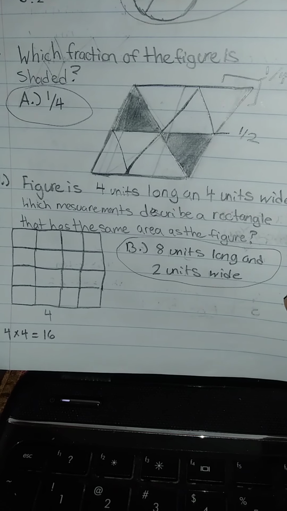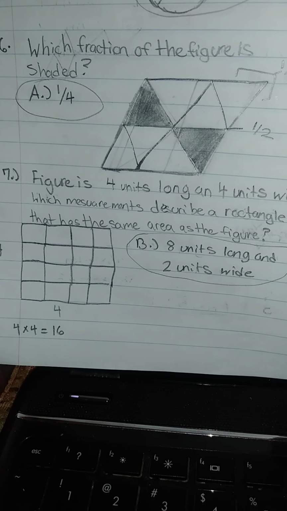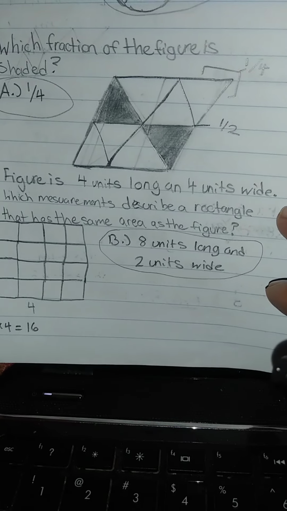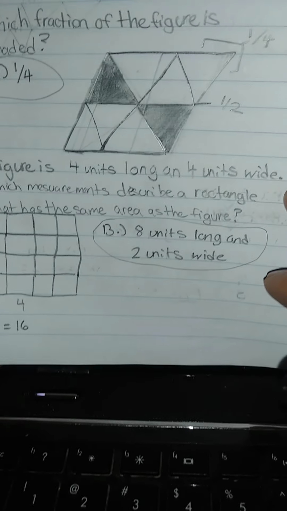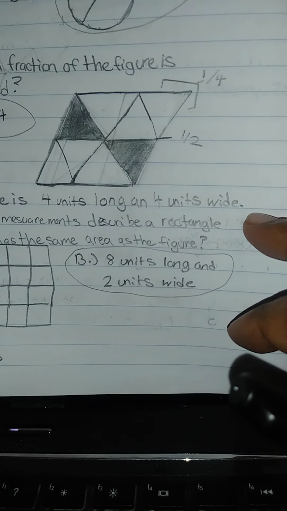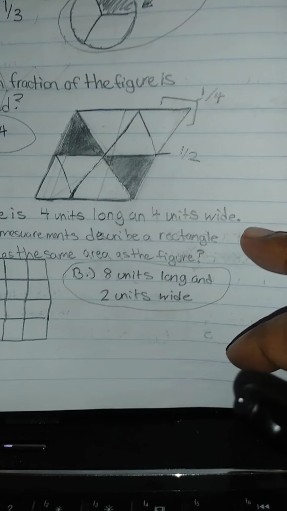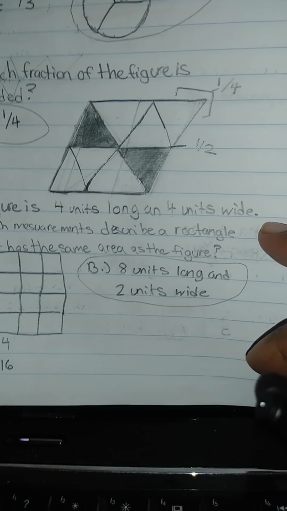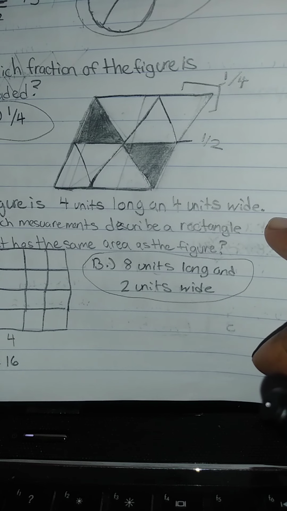And I had to figure out which sentence would give me an area of 16. And I looked down and saw 8 units long and 2 units wide. And that 8 times 2 gives you 16. So I chose B, 8 units long and 2 units wide, as my answer.